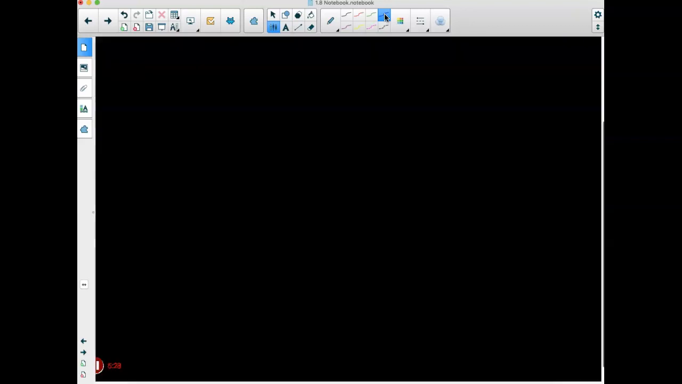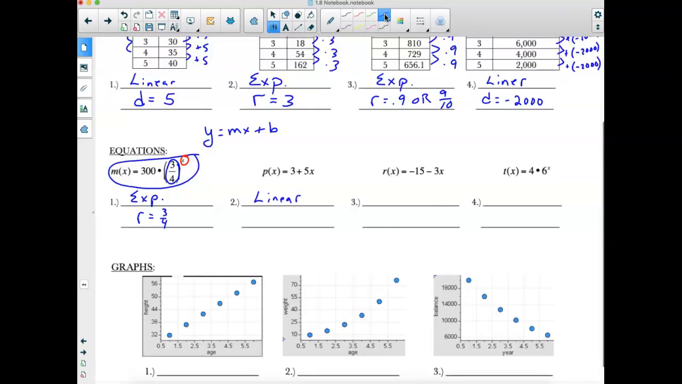Well, that's linear. Don't worry about the form in which it's written, or the order. Well, what do I add each time?